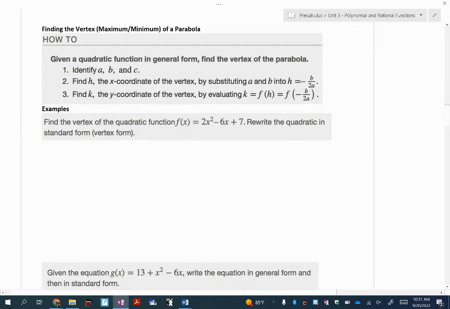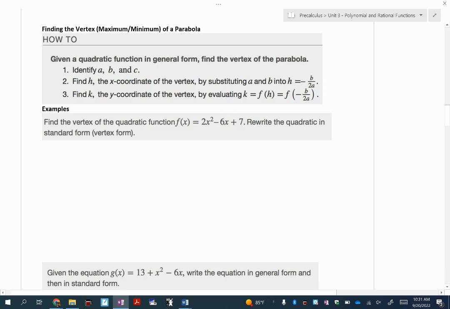Okay, let's go into this idea of rewriting like we did before. So we're going to find the vertex of this quadratic, which is written in, again, general form. If you want to call it standard form, that's fine. I don't really care. All right, so I'm going to find the vertex first. And then using that, I'm going to write this in standard form or with that vertex.